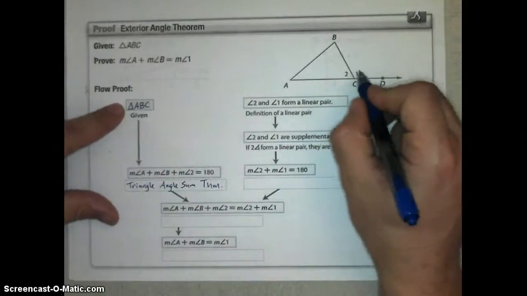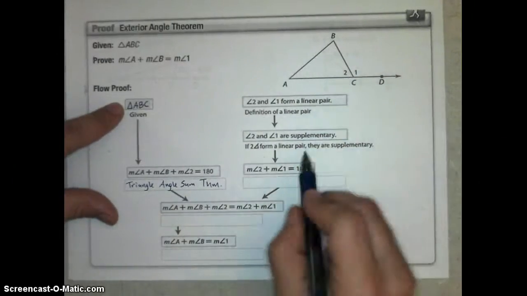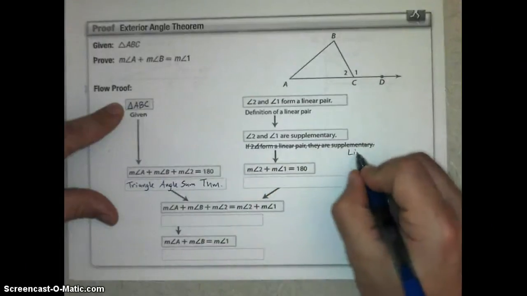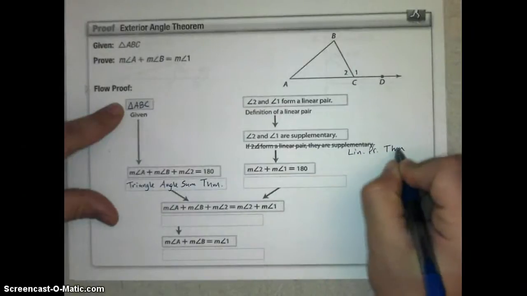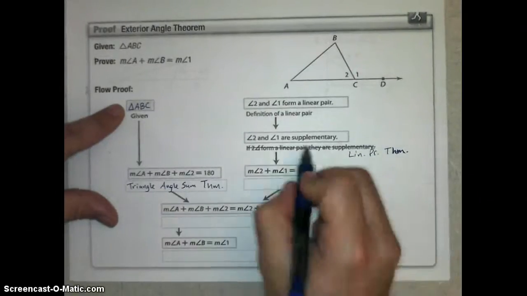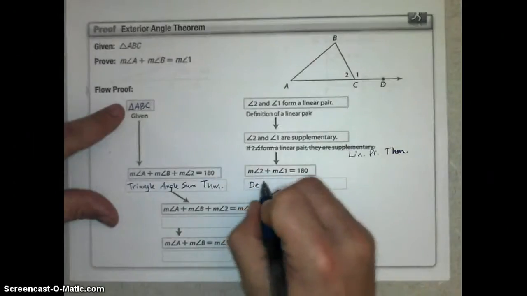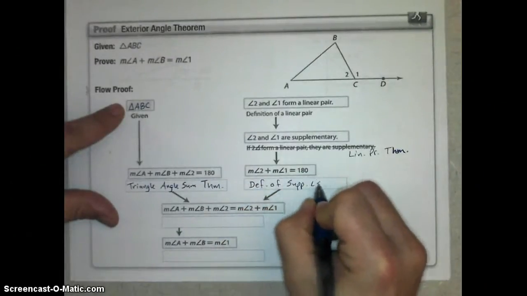Angle 1 and 2 do form a linear pair by definition of a linear pair. And angles 2 and 1 have to be supplementary. And again, that reason's not the best way of saying it. That's just our linear pair theorem. Since they're supplementary, I know their measures have to add up to 180. That is just the definition of supplementary angles.